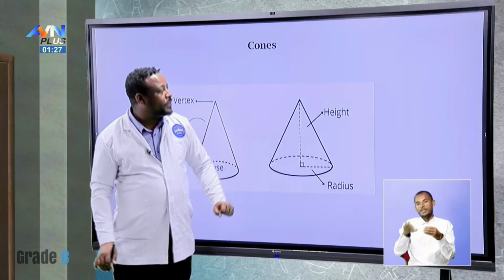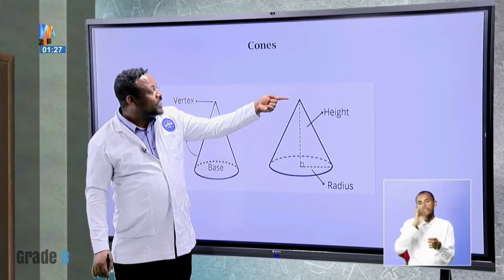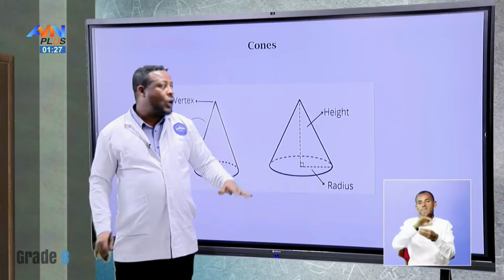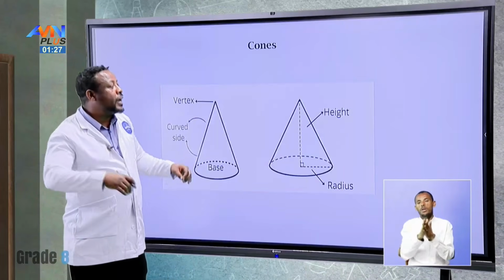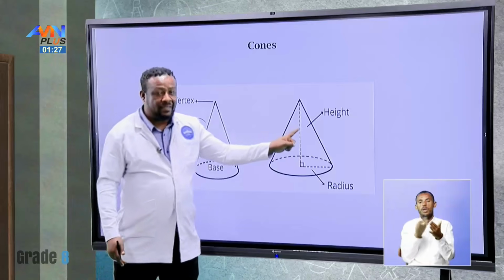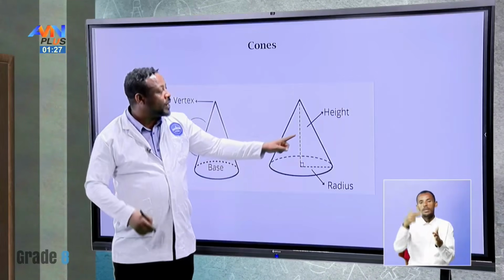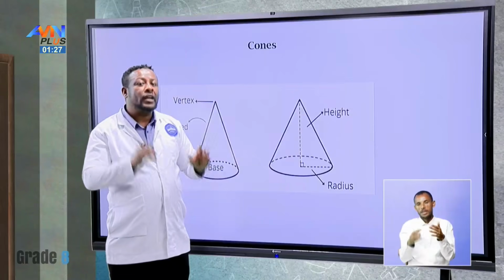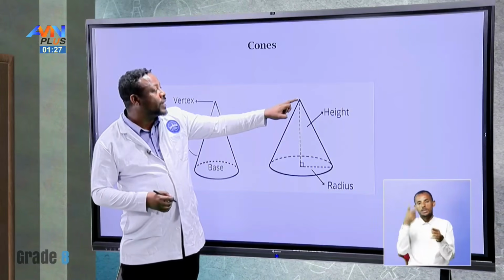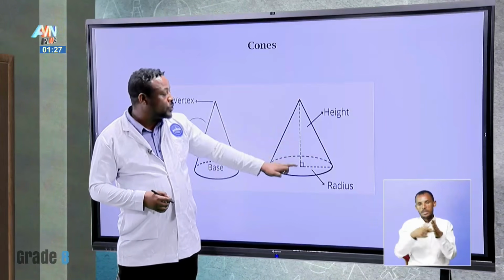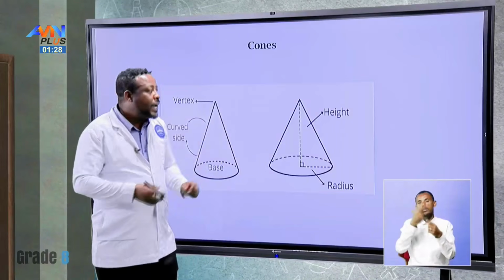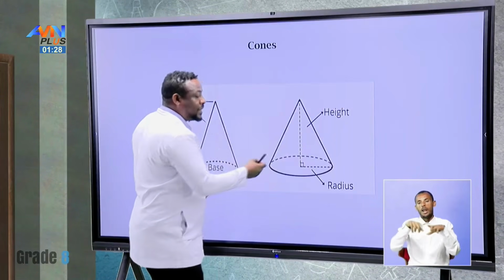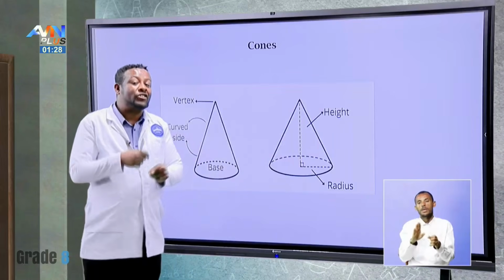And the height is a line joining the vertex to the center of the circle. Okay, so you need to understand what we mean by height. Unless it is specified as a slant height, whenever we say height, we mean a line joining the vertex to the center. Okay, in this case, this segment can be considered as a slant height.